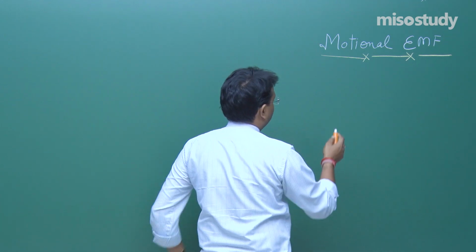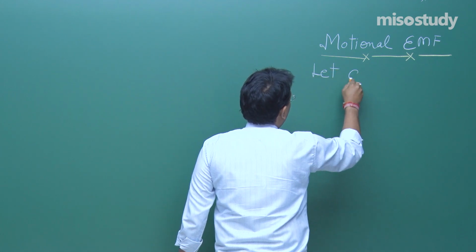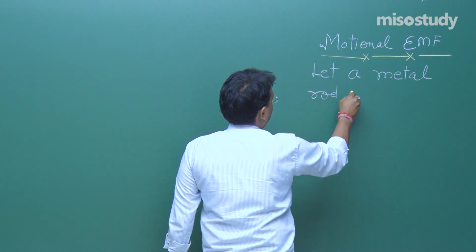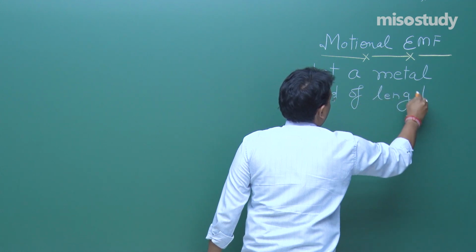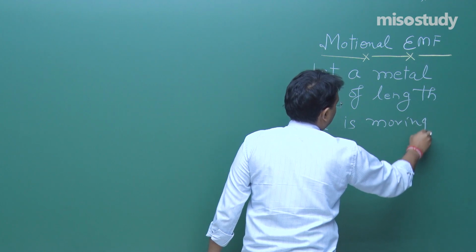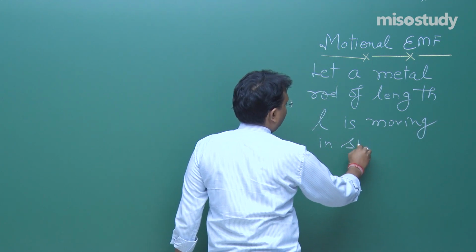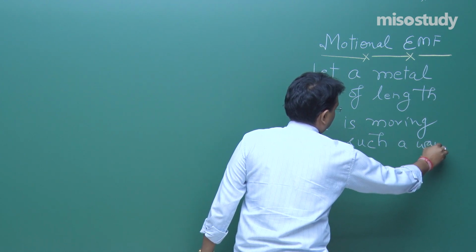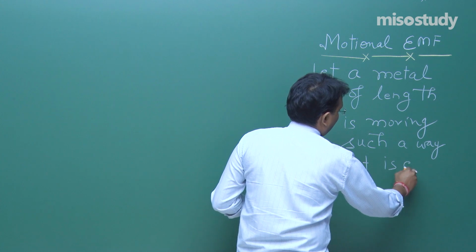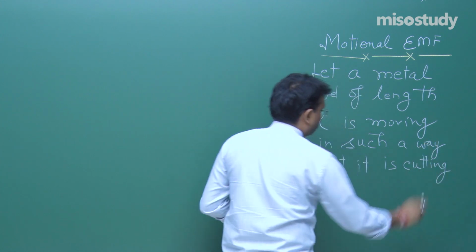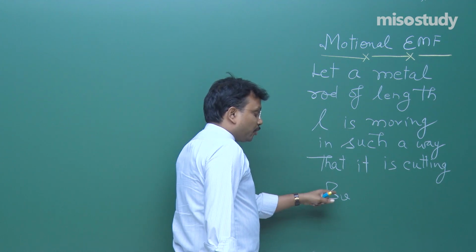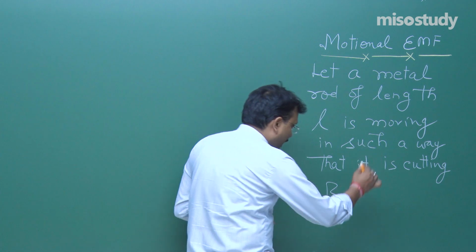So, let us imagine a situation. Let a metal rod of length L be moving in such a way that it is cutting BV, that is, the vertical component of Earth's magnetic field, VB. In bracket I can mention Earth.